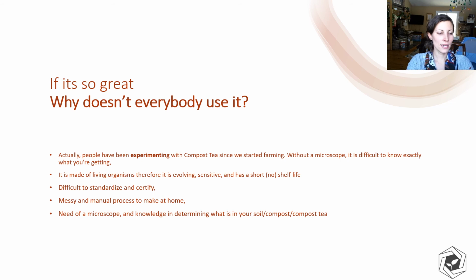It's a messy and manual process to make it at home. So turning those compost piles, dealing with the manure, and then using all that water and cleaning all the equipment after. It's a very physical process, and you need some space if you're going to do it on a larger scale. And then finally, you need a microscope and knowledge in determining what you're seeing under the microscope to know if your soil or compost tea sample is what you need.